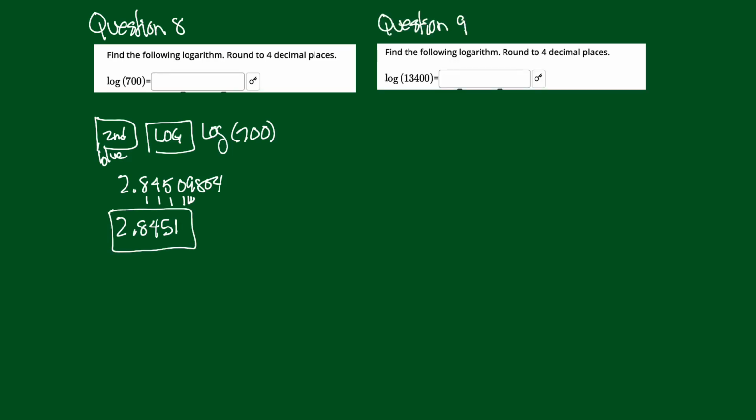Question 9, just find the log of this number. So I'm going to type in log. Just look over to see how we did this in number 8. I'm going to say that the log of 13,400 is, I am getting 4.1271, and so on. Round it to 4 places. 1, 2, 3, 4. That's a 0, so I'm just going to drop it. So this is 4.1271.